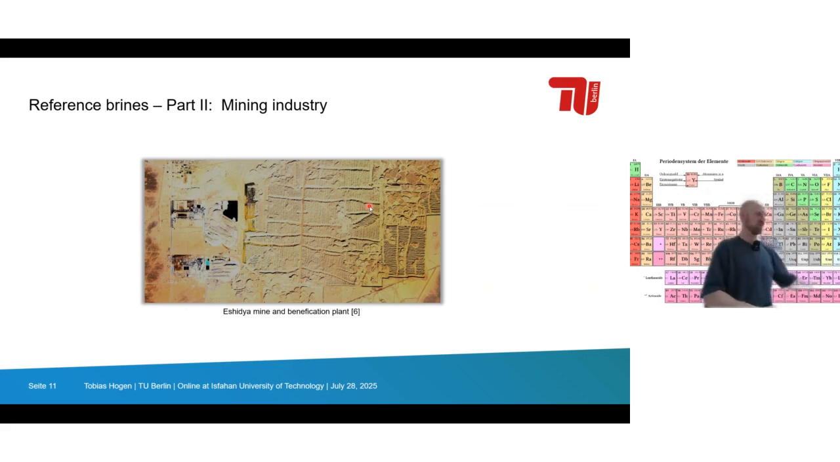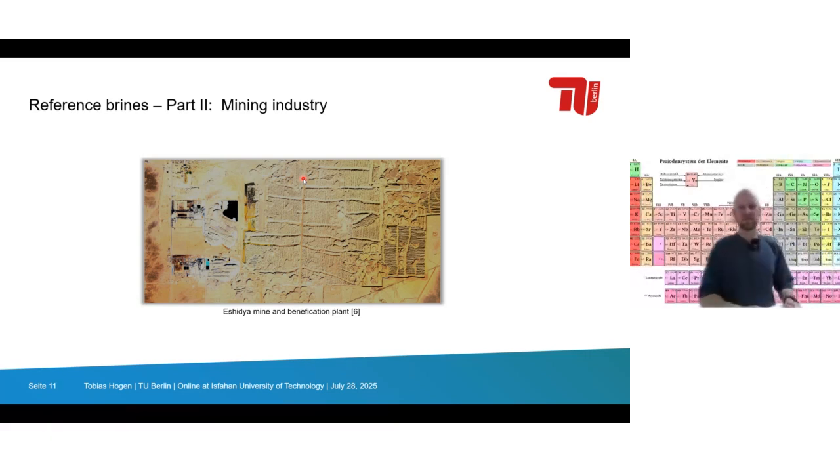Okay, coming to another reference brine. Here, this is a satellite picture. It's a Jordan Eshidiya mine, Jordan phosphate production. Here you see the phosphate rock is scratched from the surface, manually pre-processed, and then in the end the production, this is the production site, they just put in a lot of sulfuric acid and dissolve all this stone or natural material.